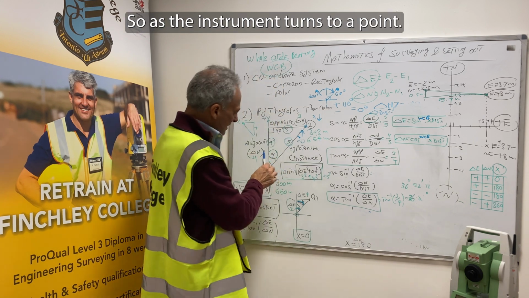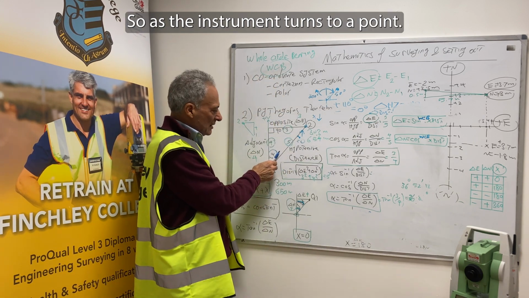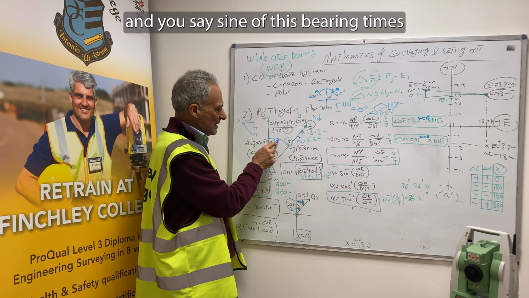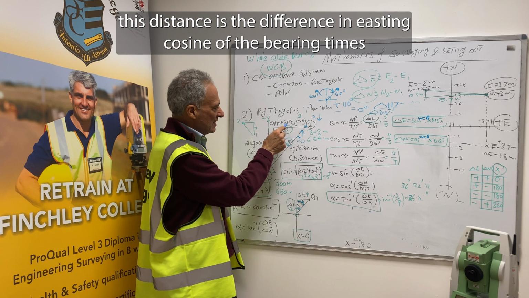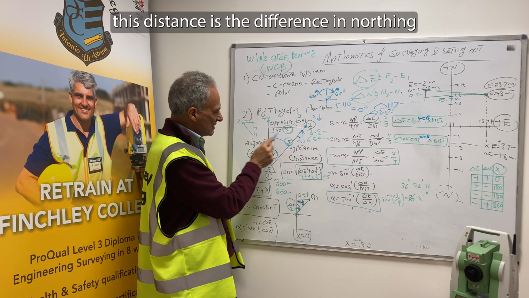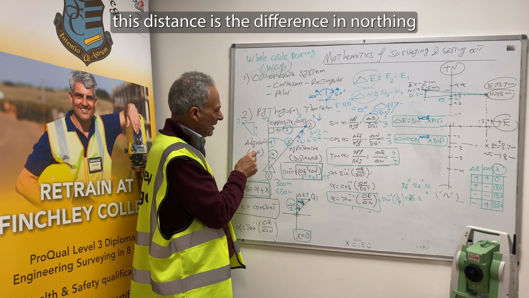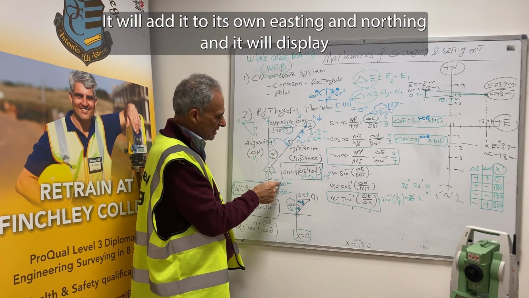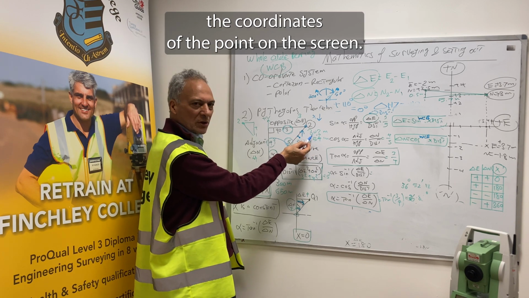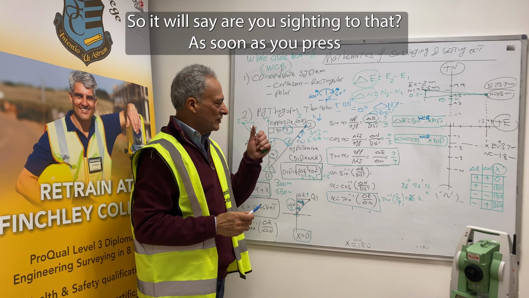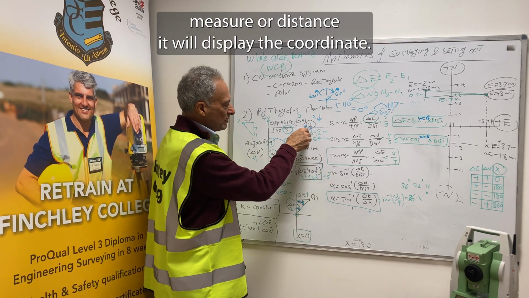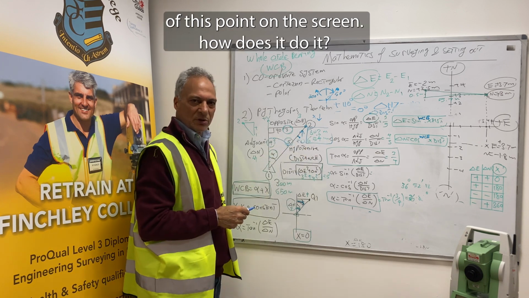So, as the instrument turns to a point, it reads the bearing on the screen and it says sine of this bearing times this distance is the difference in easting. Cos of the bearing times this distance is the difference in northing. It will add it to its own easting and northing and it will display the coordinates of the point on the screen. Are you starting to get that? As soon as you press measure or distance, it will display the coordinate of this point on the screen.